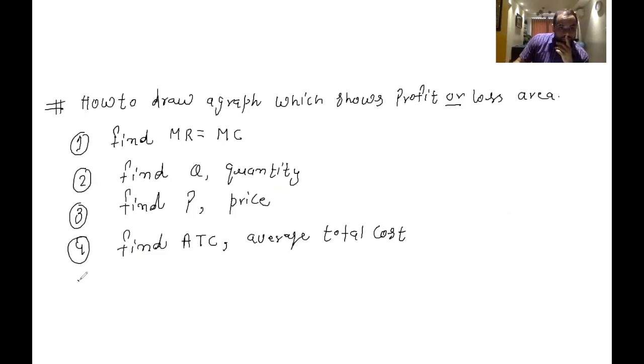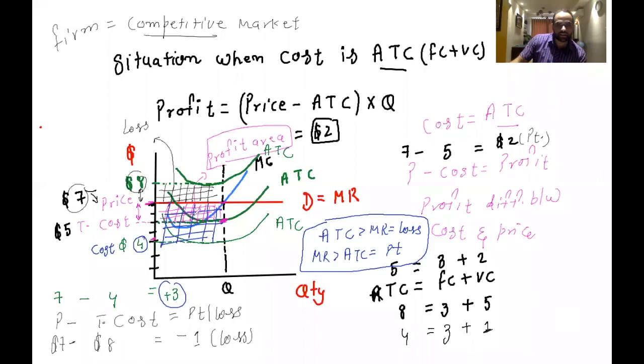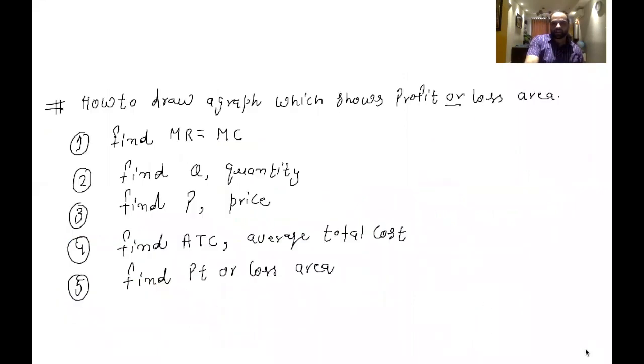And now step 5, find the profit or loss area, which is this, profit or loss. So these are the steps that help us prepare the graph for marginal revenue, or the graph which identifies the additional units, right? So any question?